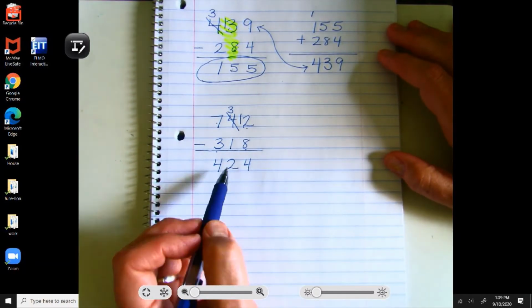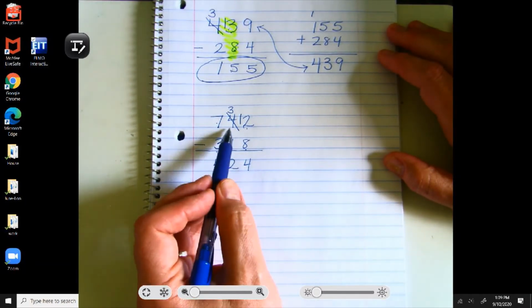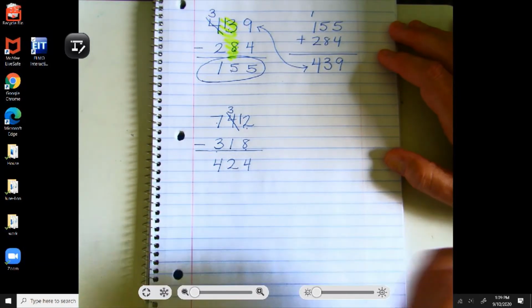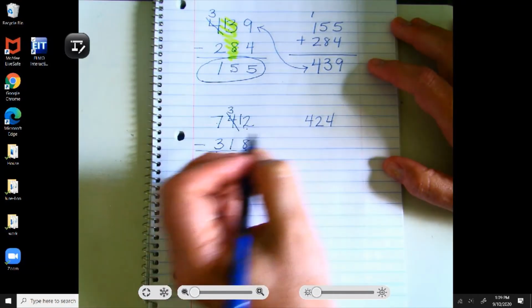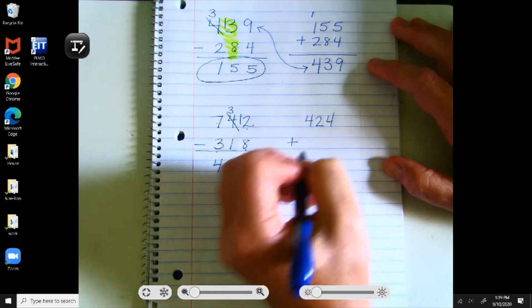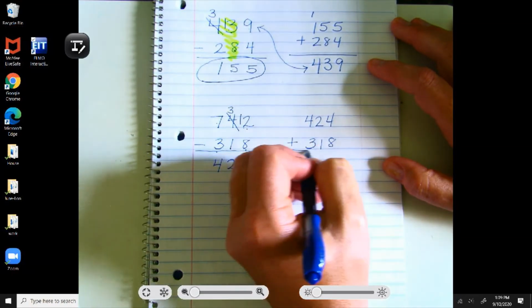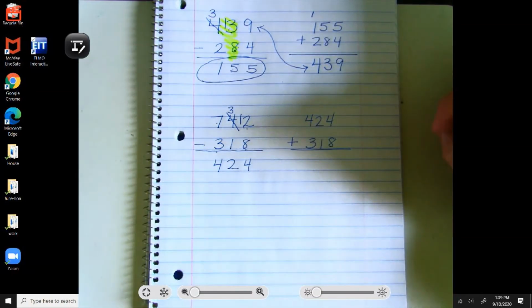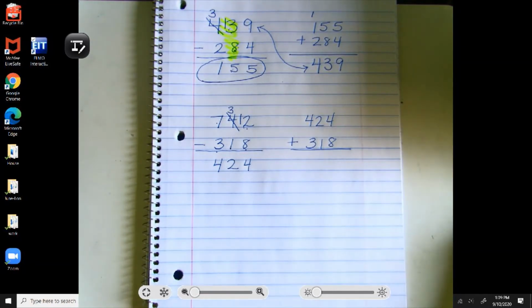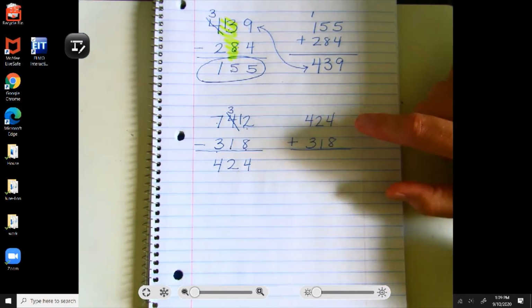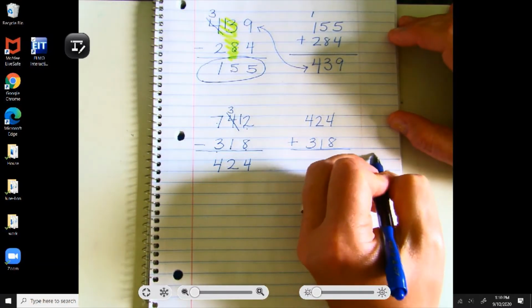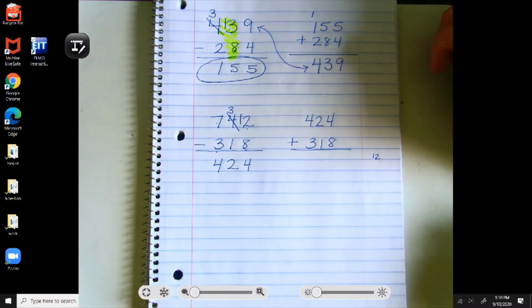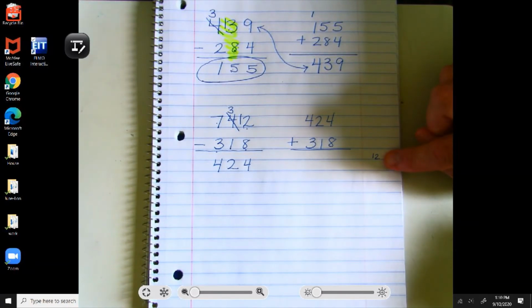Now, scholars, I'm going to try that same thing. Let's try adding these two parts together to see if it equals 742. 424 plus 318. Now, here's the part that I mentioned is another thing that I was noticing people having trouble with. 4 plus 8. 4 plus 8 is 12. I'm going to jot that over here for just a minute.